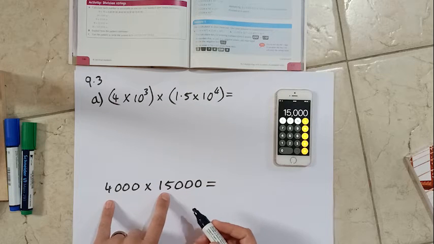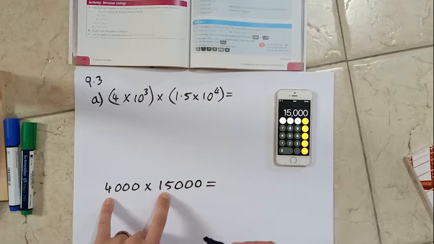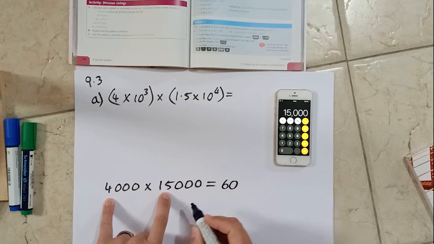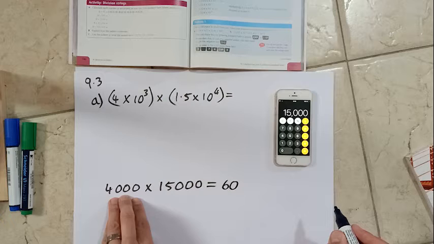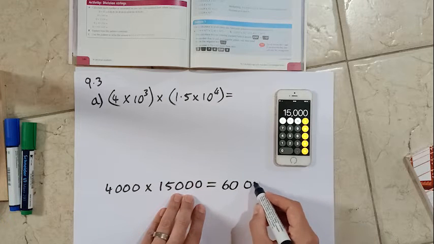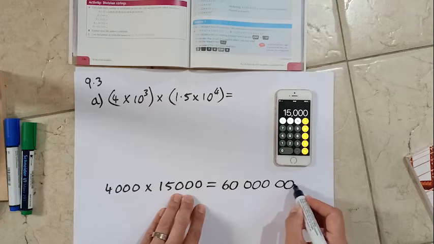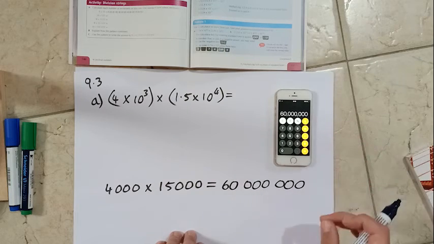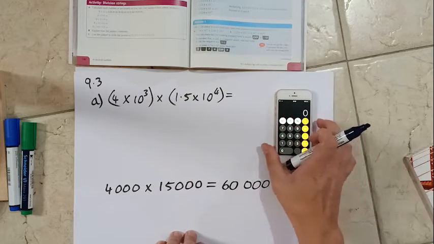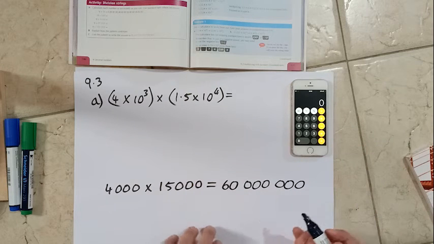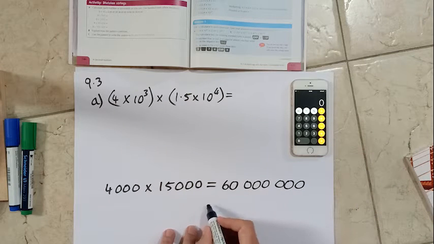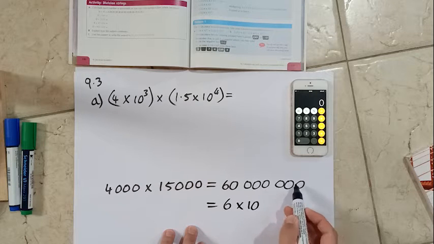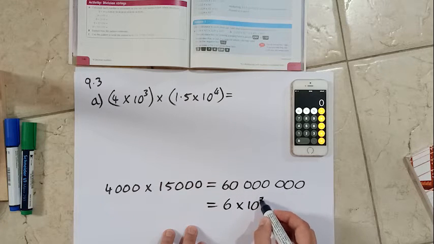Let's do the 4 times 15. 4 times 15 would be 60. And then we put all the zeros on. So I've got 3 zeros here and 3 zeros here. 2, 3, 4, 5, 6. So that'll be 60 million. Oh yeah, absolutely. It's always good to try and do it in your head first. So we end up with 60 million, which would be, in standard form, 6 times 10 to the 7.